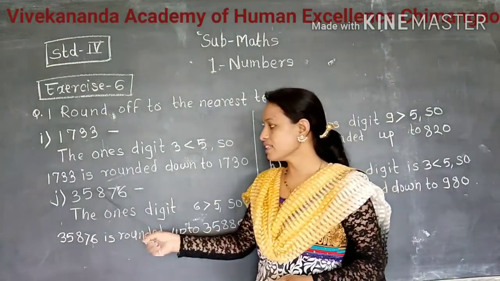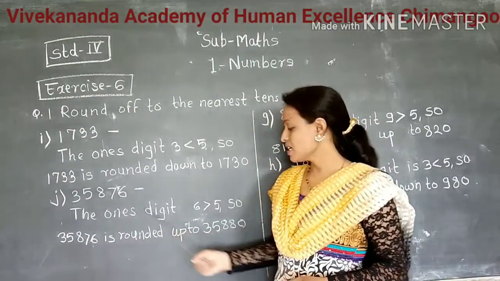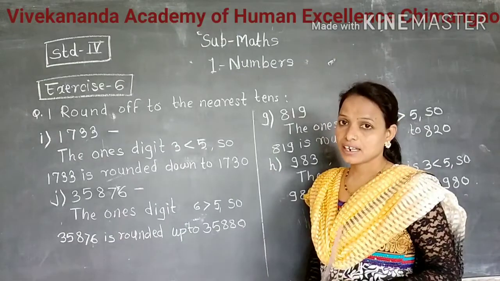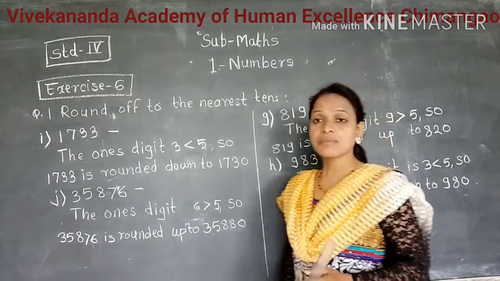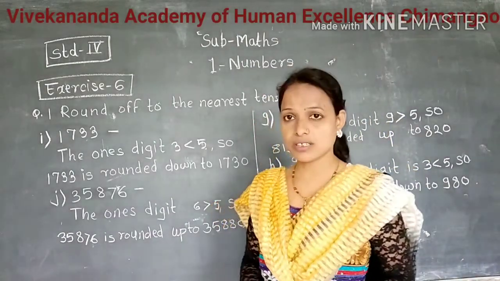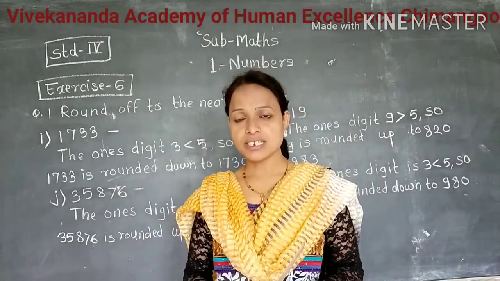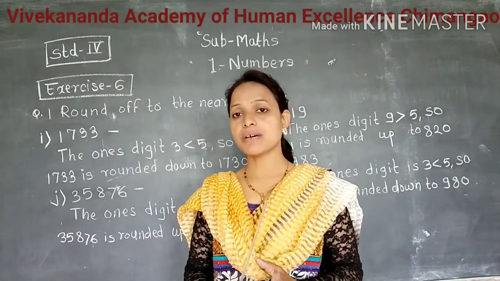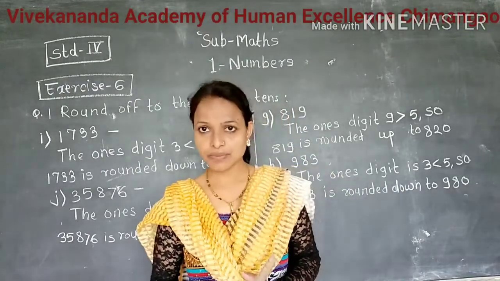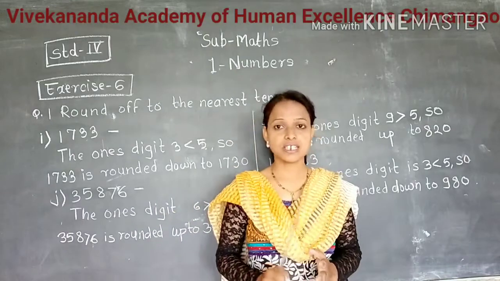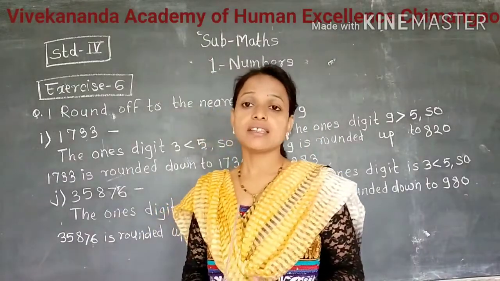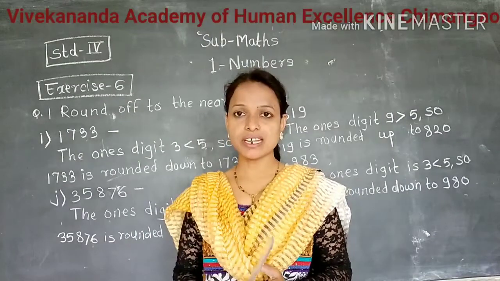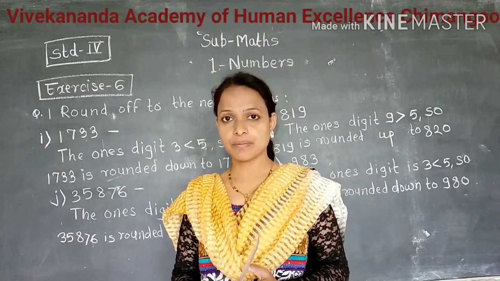So 35,876 is rounded up to 35,880. In this way you have to solve question number first. If the one's digit is less than 5, then the one's digit is replaced by 0 and the remaining keep the same. And if the one's digit is equal to or greater than 5, then the one's digit is replaced by 0 and the ten's digit is increased by 1 and the remaining keep the same.